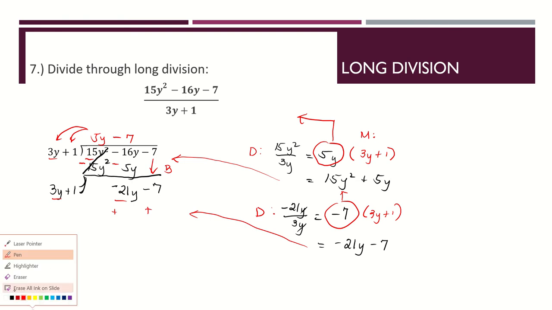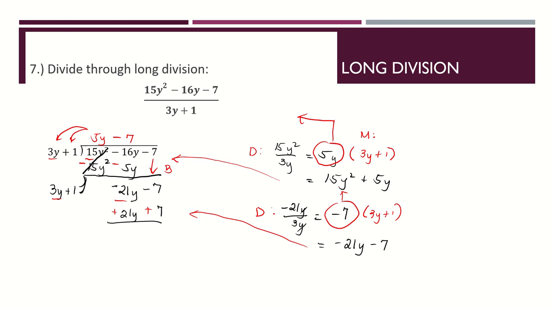Okay. So, negative 21 will become positive 21y. Negative 7 will become positive 7. Ayan. So, syempre, opposites, subtract. So, 21 minus 21 is 0 and 0. Okay, so therefore, our final answer is 5y minus 7. 5y minus 7.